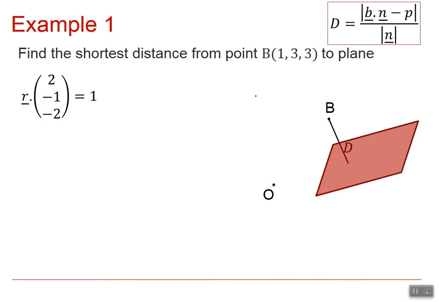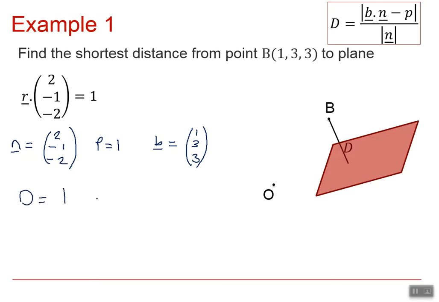Okay, so here we want to find the shortest distance from the point (1, 3, 3) to the plane that's given here. Now if we remember that n, the normal to the plane, is given by (2, -1, -2). And this p here in the equation is this value here, so p is 1. The vector b is just the position vector of that point B, so that's (1, 3, 3). So we now want to find out what the distance is, so we just simply use the formula.